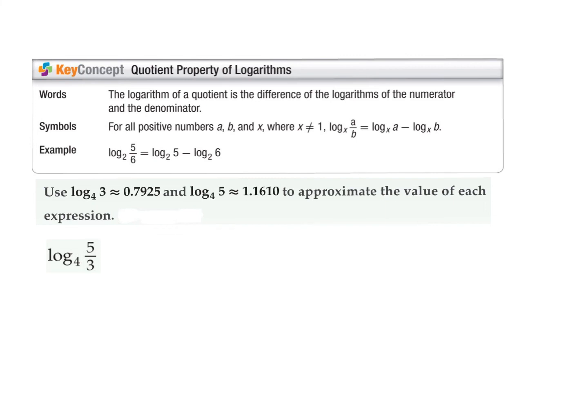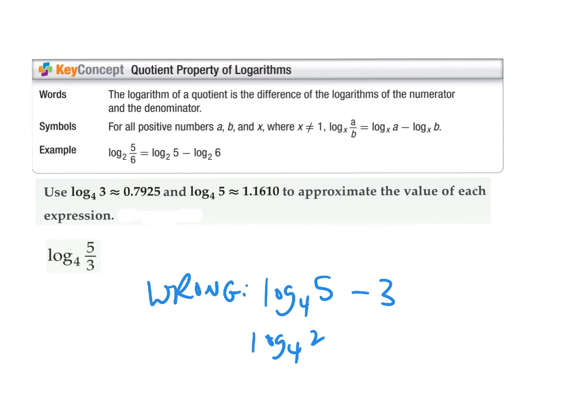People will make this mistake. What I'm writing up here right now is wrong. Please don't do this. I will see people do this. Log base 4 of 5, and then they'll just go minus 3. Or I will see people say log base 4 of 2, because they just go 5 minus 3. All of that is wrong. You can't do that. The only way you can separate is, and again, notice, I separate and have 2 different logs. Log is on both of them. So please don't do that. All right, that's the first part of your homework today.